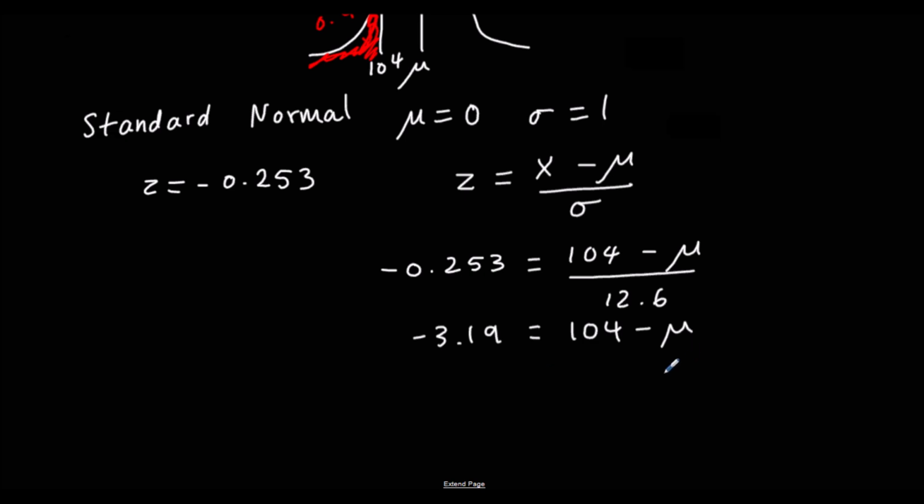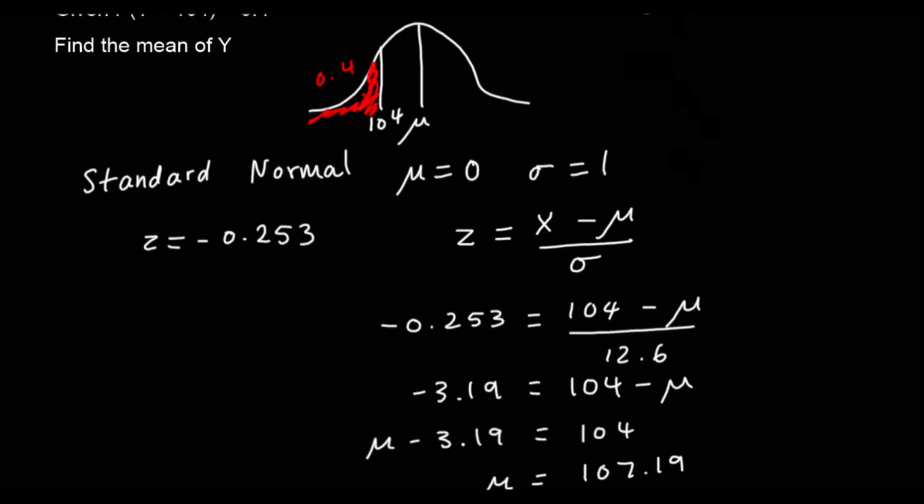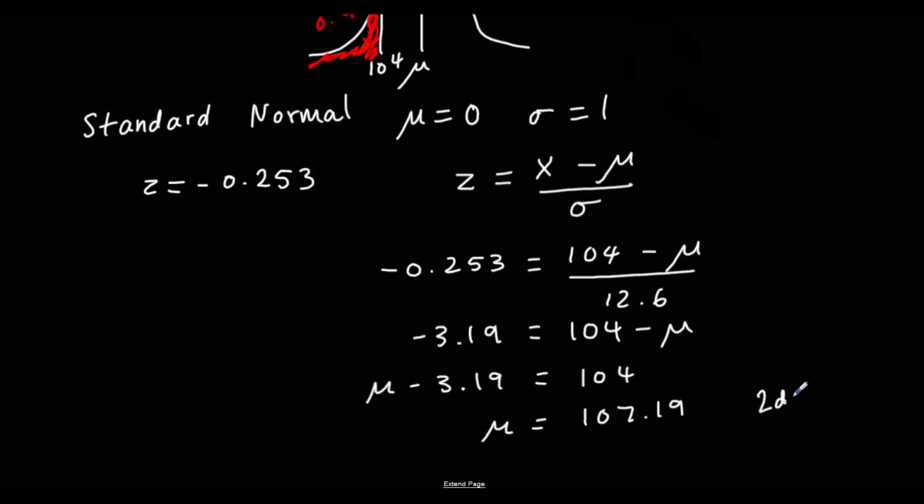So if I plus the mean to both sides, I have the mean minus 3.19 equals 104, and then plus 3.19 to both sides. And that will give us a mean of 107.19, and we'll just give that to 2 dp.